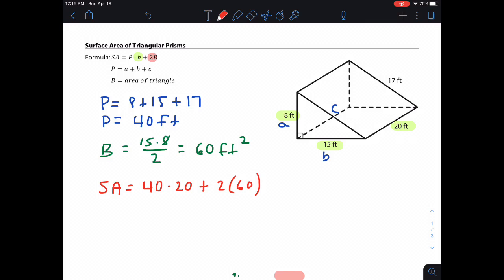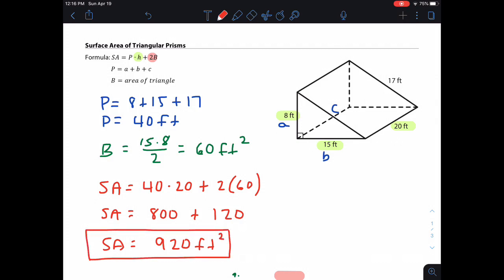Now I just need to simplify this. The surface area is equal to, well, 40 times 20 is 800, and 2 times 60 is 120. If I add those together, the surface area of the triangular prism is 920. And remember, it's an area, so it's feet squared. All right, so there we go. That's how you can find the surface area of a triangular prism.